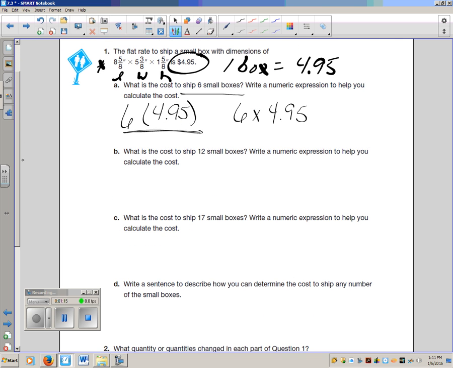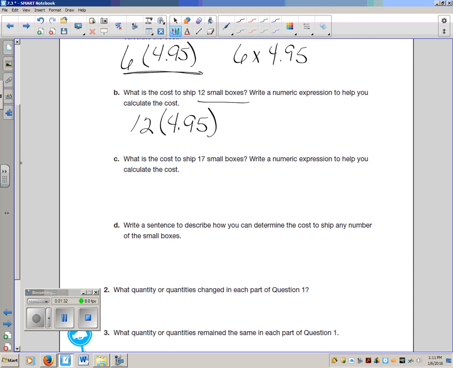B, now we're going to do 12 boxes. The cost for one box is still $4.95. We're going to multiply that times 12. 12 times $4.95. That would be the cost for 12. What's the cost to ship 17? Write the expression. $4.95 for one. We want to ship 17.